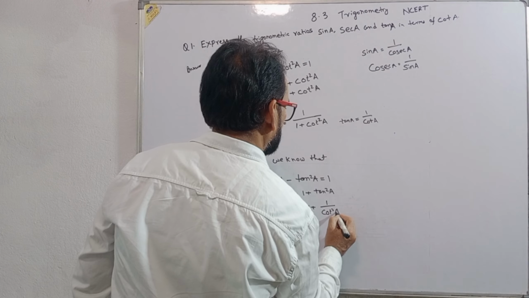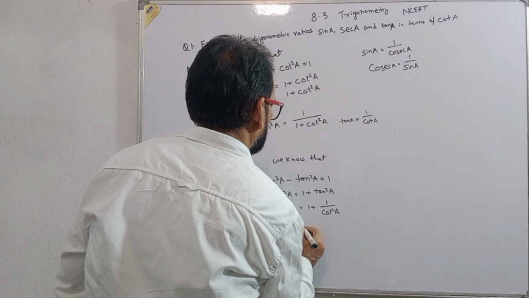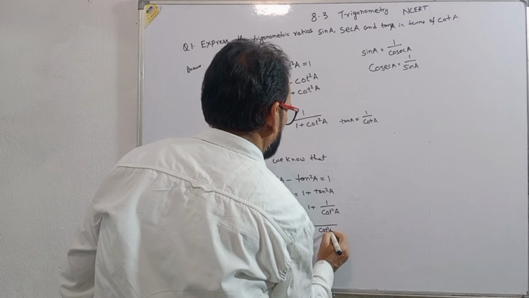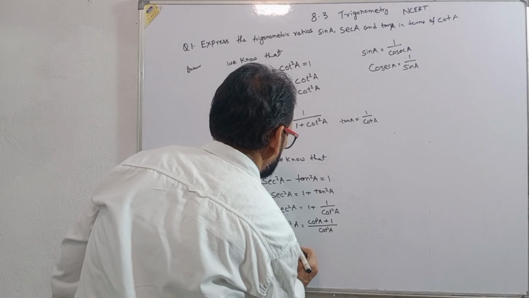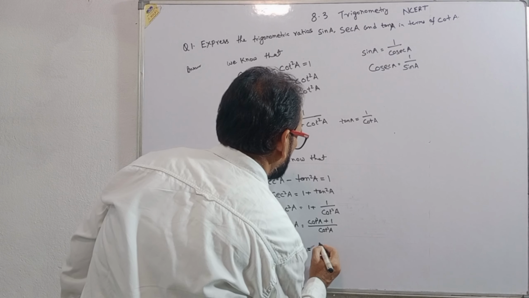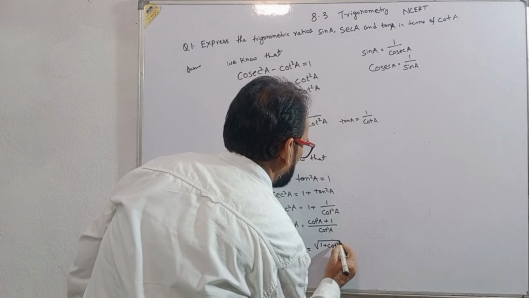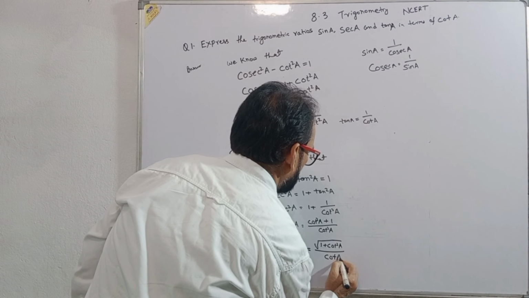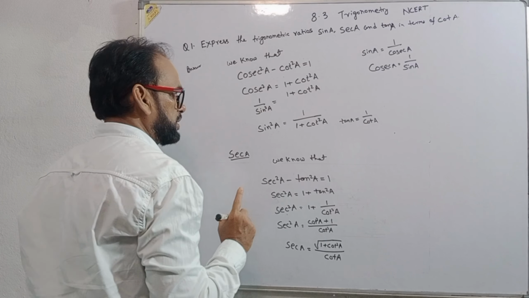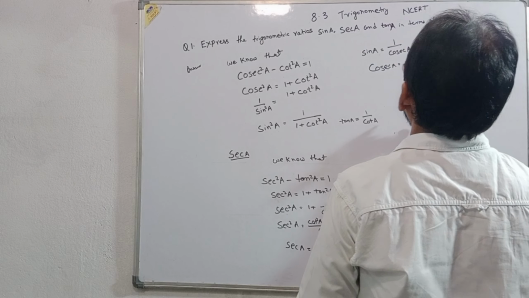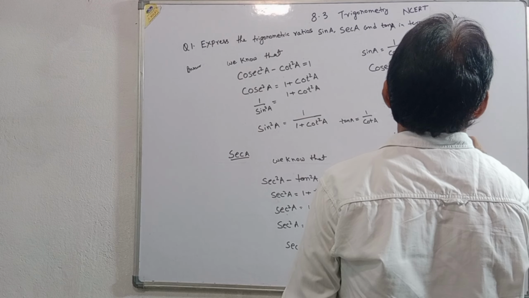Here sec square A, taking LCM cot square A, equals cot square A plus 1 by cot square A, so sec A equals under root 1 plus cot square A divided by cot A. Second answer: sec A equals under root 1 plus cot square A divided by cot A. Now I will solve tan A. Tan A, we know, equals 1 by cot A. Finished the first question.